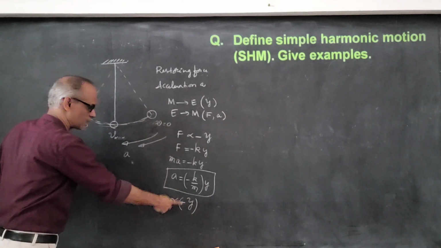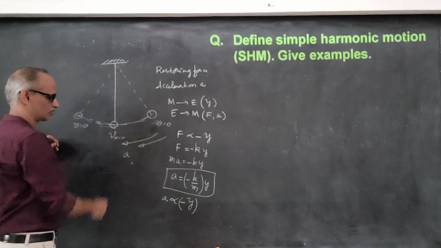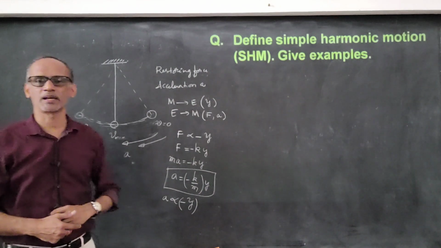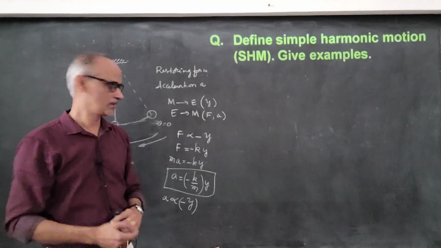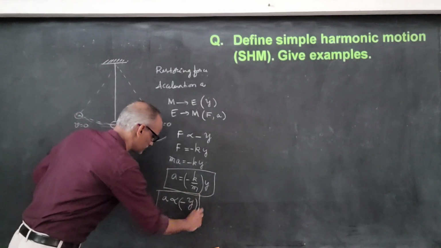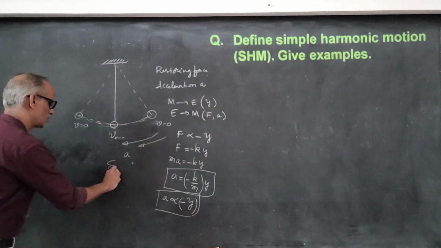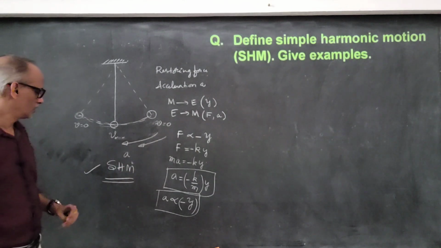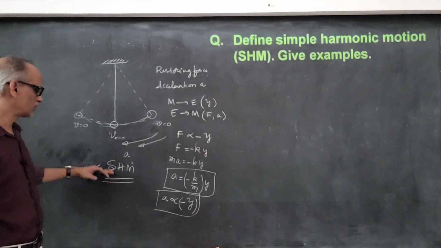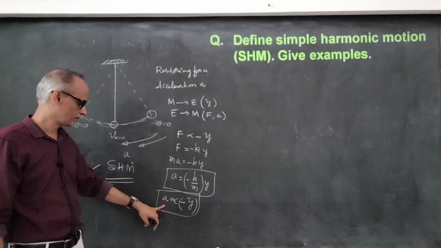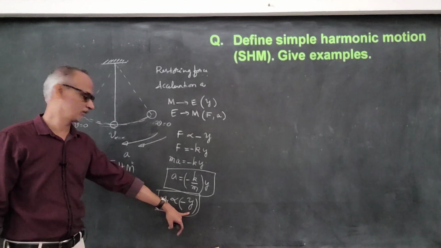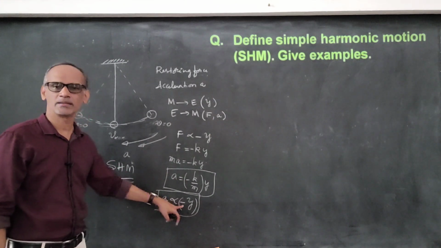The minus sign indicates that the acceleration is always towards the mean position or opposite to the displacement. And any such type of periodic motion in which this condition is satisfied is called simple harmonic motion. So what is simple harmonic motion? A simple harmonic motion is one in which the acceleration of the body is directly proportional to its displacement from the mean position and directed towards the mean position.